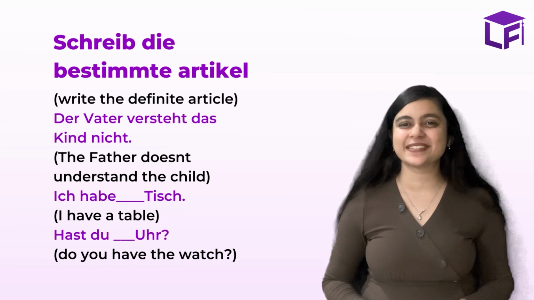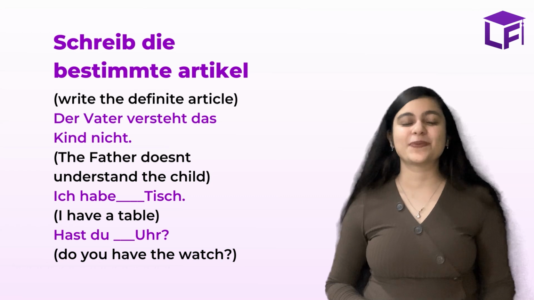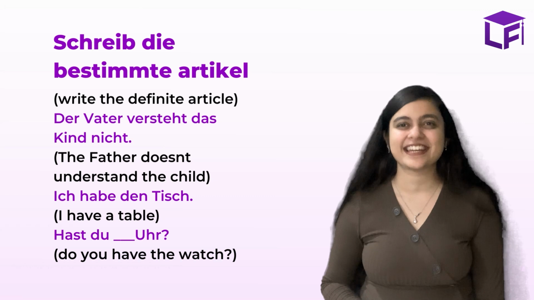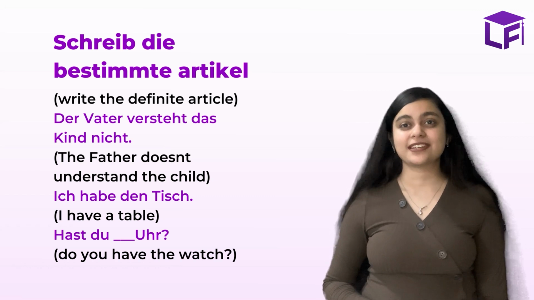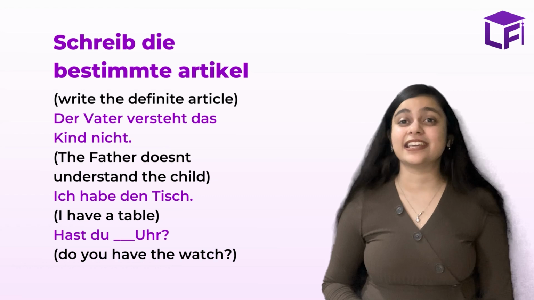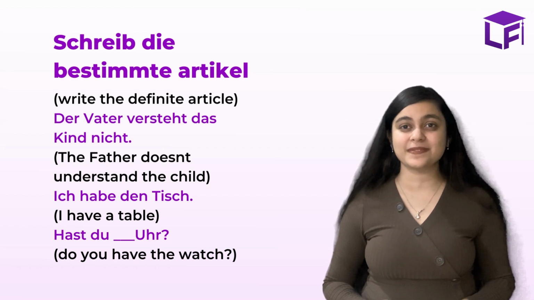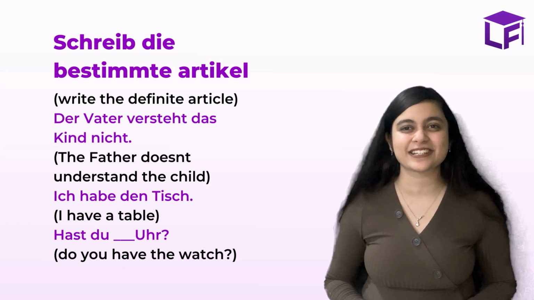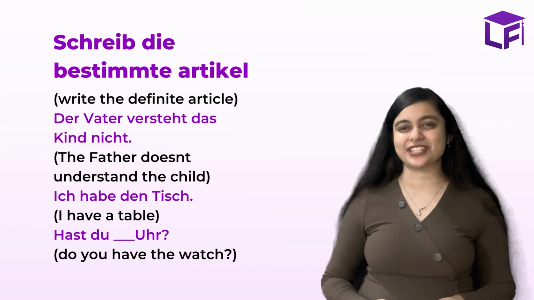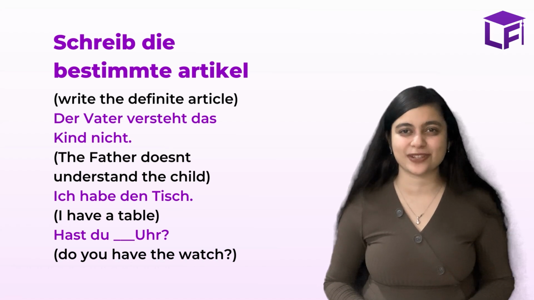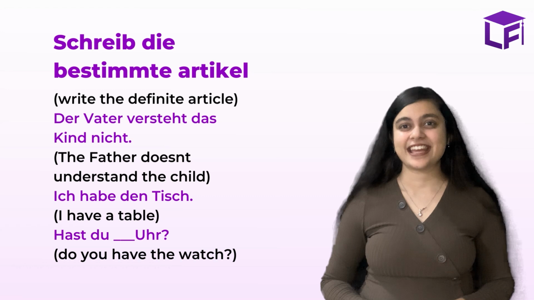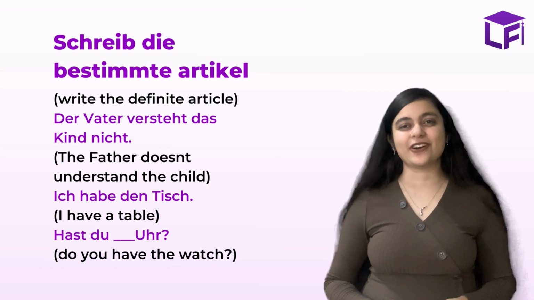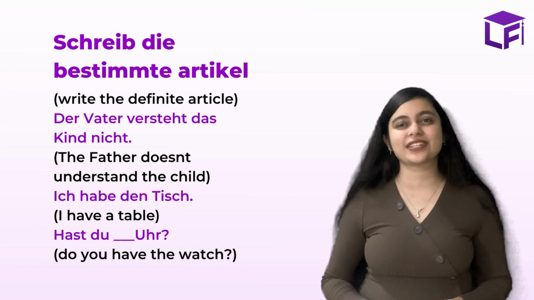Okay, time's up. So, did you get the answer? Well, yes. The answer for the same is einen Tisch, because der Tisch in the accusative case becomes den. So, einen is the unbestimmte article for the Tisch. But since we are doing the bestimmte article, the answer for this question will be den Tisch. Ich habe den Tisch. Den Tisch is your accusative case. Let's move on to the next question.